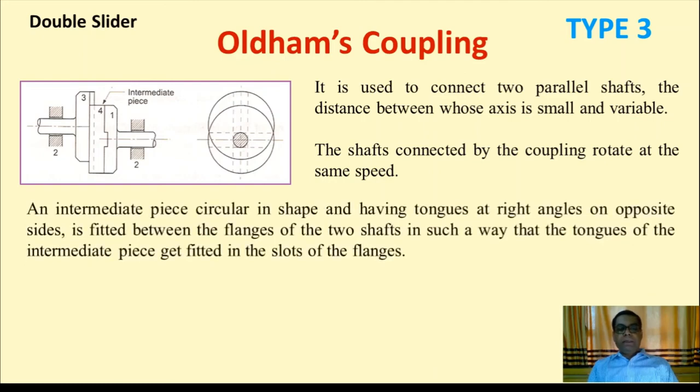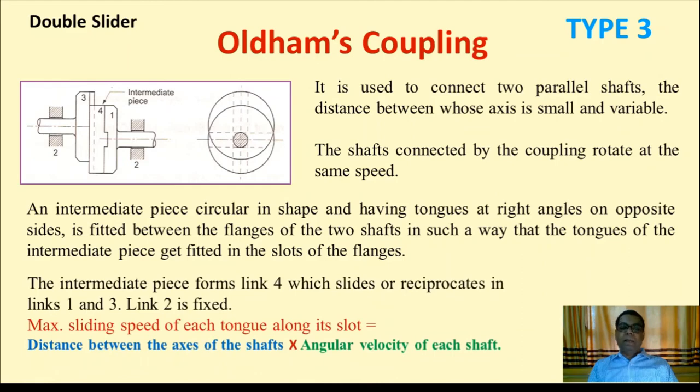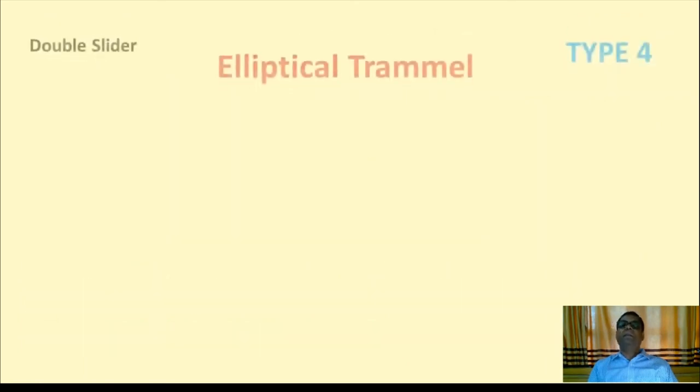An intermediate piece of circular shape, having tongues at right angles on opposite sides, is fitted between the flanges of the two shafts in such a way that the tongues of the intermediate piece get fitted in the slots of the flanges. The intermediate piece forms link 4, which slides or reciprocates in links 1 and 3, whereas link 2 is fixed. The maximum sliding speed of each tongue along the slot equals the distance between the axes of the shafts multiplied by the angular velocity of each shaft.